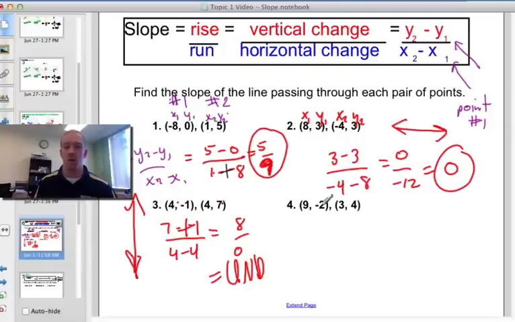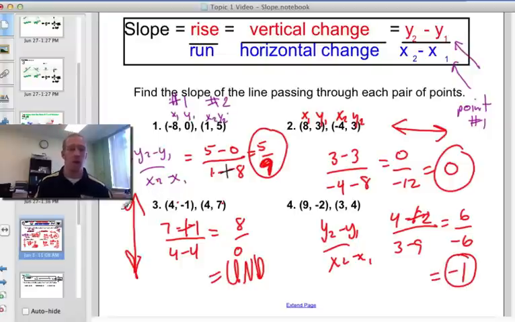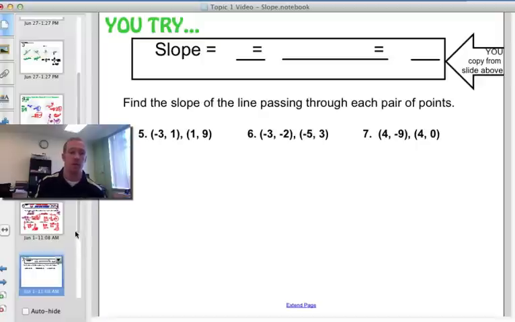So now this is our y2 minus y1 over x2 minus x1. So we have 4 minus negative 2 and 3 minus 9, which gives us, minus a minus would be a plus, 6 over negative 6, and that reduces to negative 1. Alright, now you have a U-try that is very similar to that.